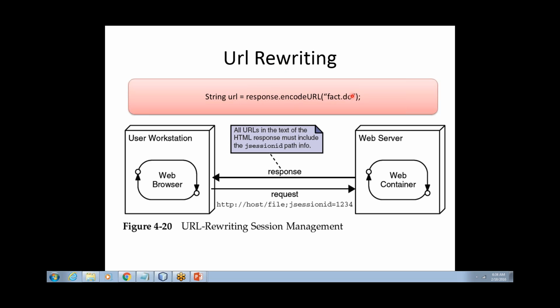If you're passing this, then the JSession ID is appended. Host.file, whatever is the path, to the end of the URL your container will append the JSession ID. That is, you are appending the session ID in the URL itself. So this cannot be disabled by the client. This is yet another way to do that.